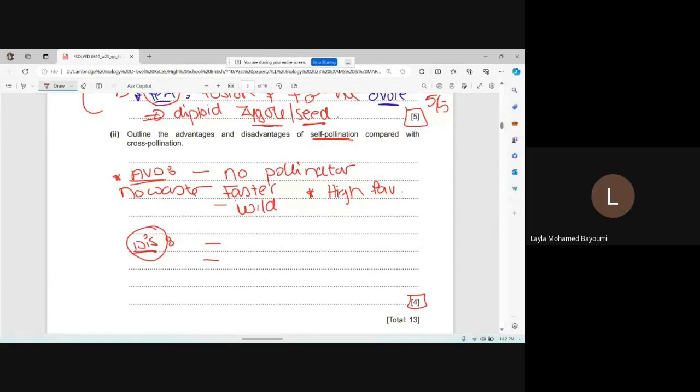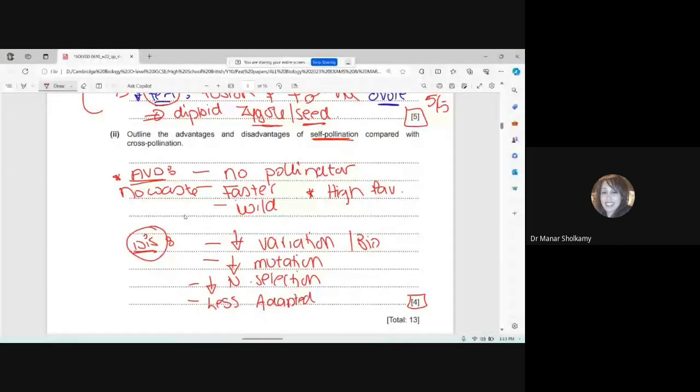Decrease in biodiversity. Of course, decrease in variation and biodiversity. And why is this a disadvantage? Less chance of mutations to be passed on. Yes, sorry, less chance of mutations to occur, or expression of mutation, no natural selection, less chance to survive if there is a change in the environment. Are they more adapted or less adapted? Less adapted. There is a high chance for them to become extinct if there is a disease. This is also an easy question.